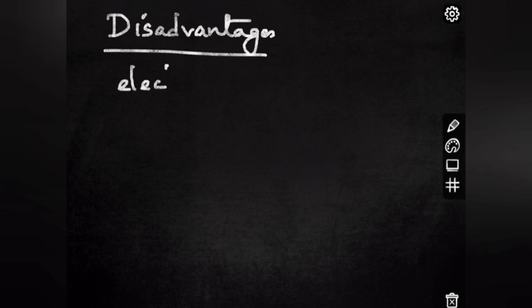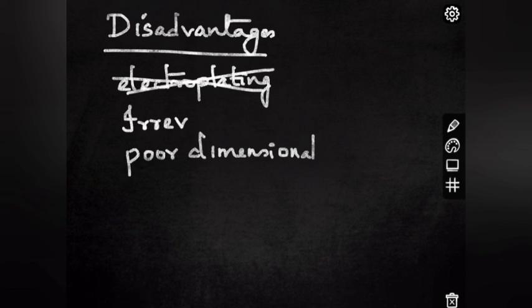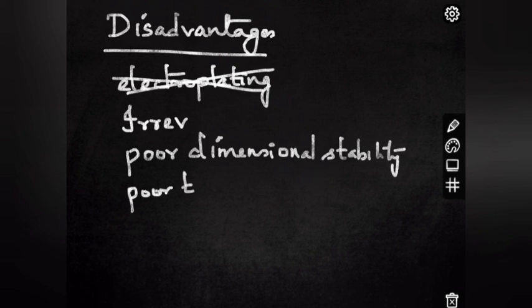So now lastly, the disadvantages of alginate. The first one is that it cannot be electroplated with any metal. Then it is an irreversible material. Then it has poor dimensional stability. It has lots of dimensional changes, and it has poor tear strength.